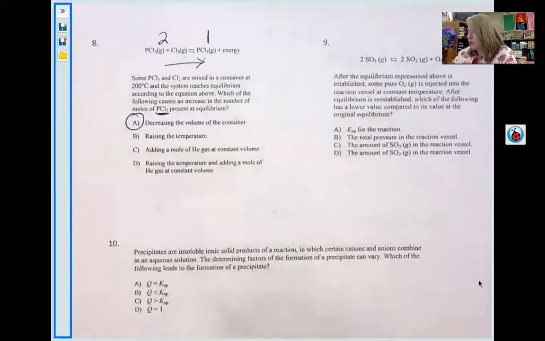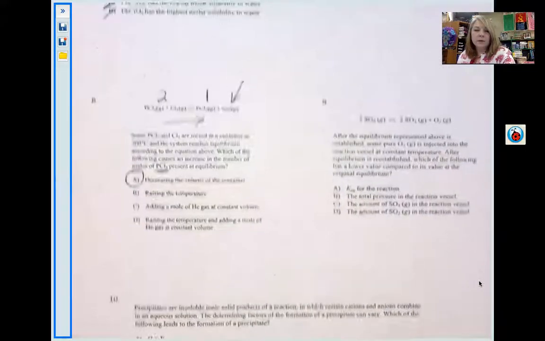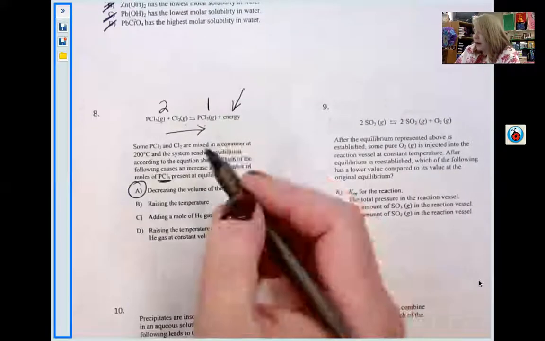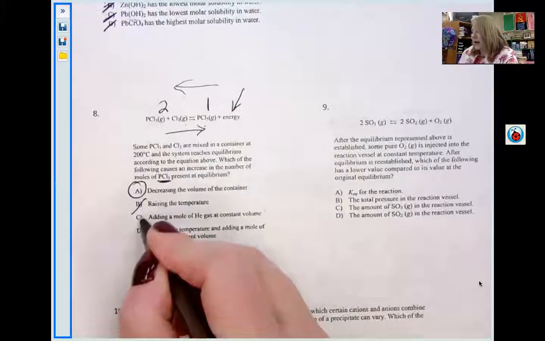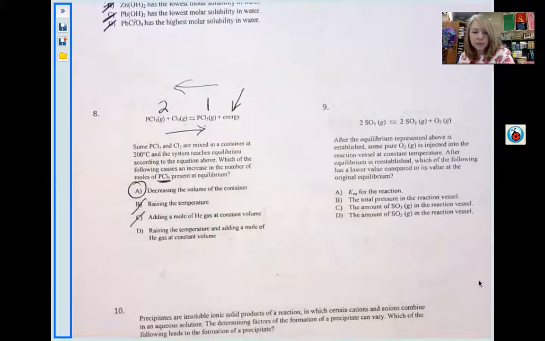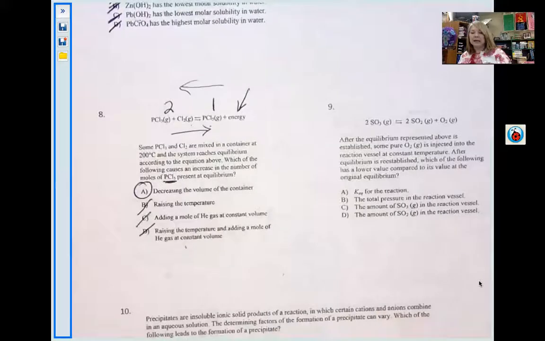Let's just look at the other choices. If we raise the temperature, remember, putting it that way would actually cause the reaction to shift to the left, so that's not it. And remember that adding a mole of any noble gas never does anything. If we raise the temperature and add a mole, well, that's just a combination of B and C, which we already decided wasn't going to work anyway.